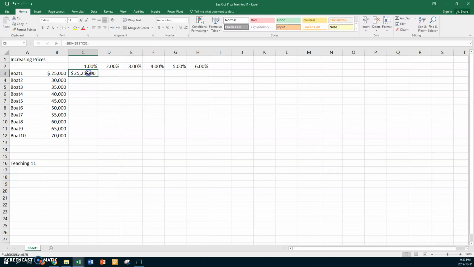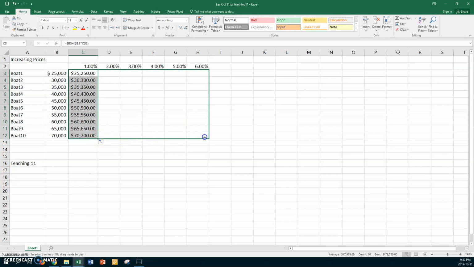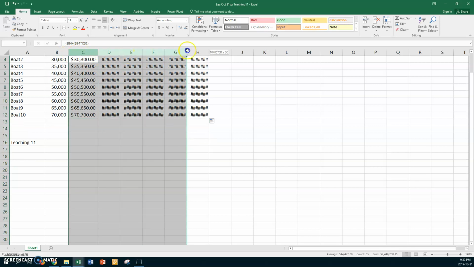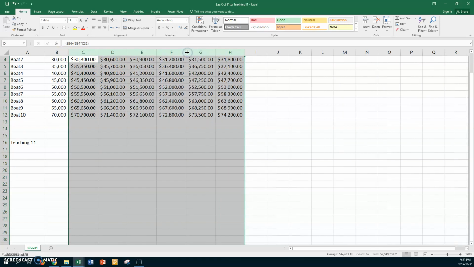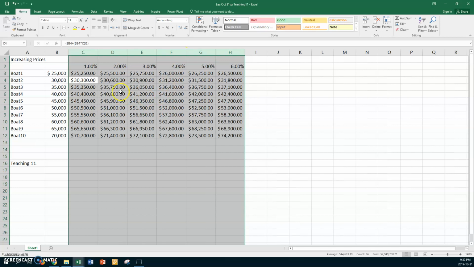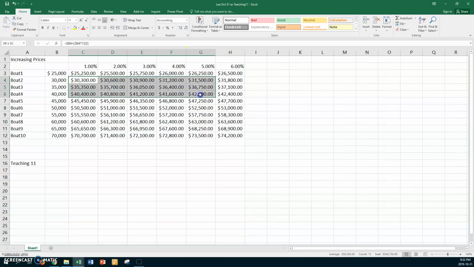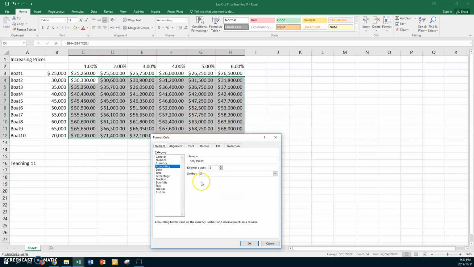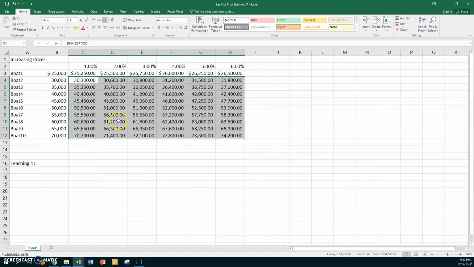All right, so now 1% would be $25,250, which is right. Drag down, and now you're going to drag to the right, and in seconds you're done. Right? So now I'm going to highlight your cells, double click, and we don't want the dollar sign all the way down here, so we are just going to right click, go to Format Cells, and say Accounting, no dollar sign, and still leave your 2 decimal places.